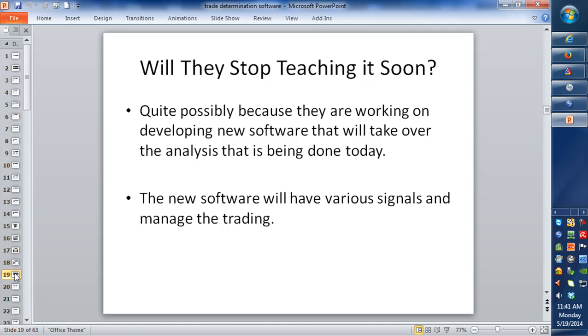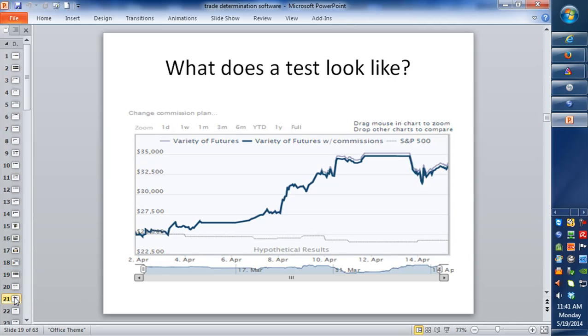Now, will they stop teaching it soon? Probably, because the people in this particular organization, namely me, are working on developing a new software that will take over the analysis that's being done today. And the new software will have various signals that manage the trading. You see, the problem with using the Andrews technique is it's like throwing around a bunch of balls at one time and trying to keep them in the air. That's what makes it difficult. So it'll give you an idea as to some of the signals.